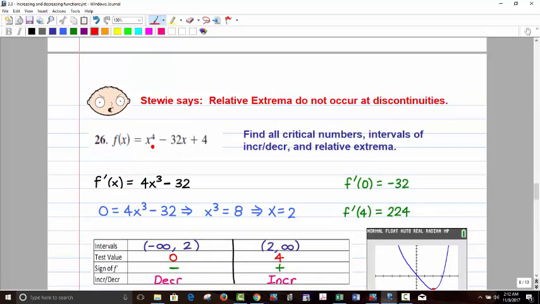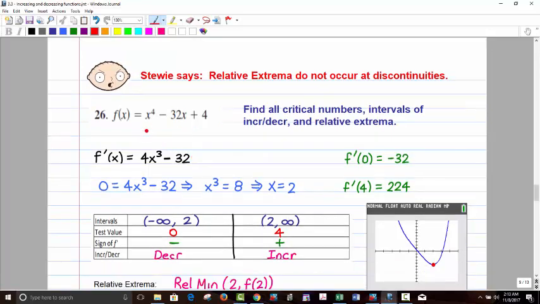So here's one, this function f of x equals x to the 4th minus 32x plus 4. No discontinuities here, nothing to worry about. So we're trying to find the critical numbers, increasing, decreasing, and relative extrema. So all kind of coming from the same thing. In other words, once you have your increasing and decreasing chart, it doesn't take any work other than that to get the relative mins and maxes. So relative extrema is meaning plural. That means find all relative mins and maxes.